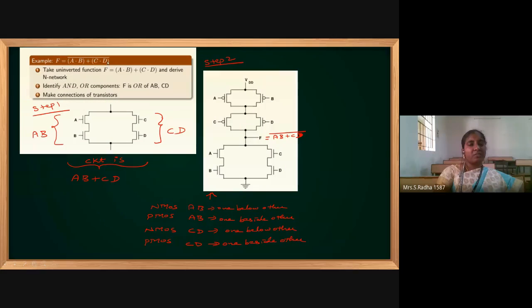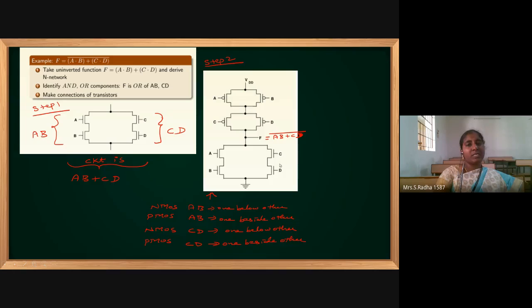This is an example of what I was telling. If you have AB plus CD bar, AB connected here, CD connected here, plus means they are connected in parallel. If you put the dual network with PMOS, this is AB, one below the other. Here AB, one beside the other.